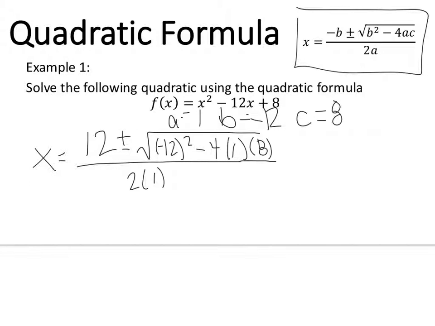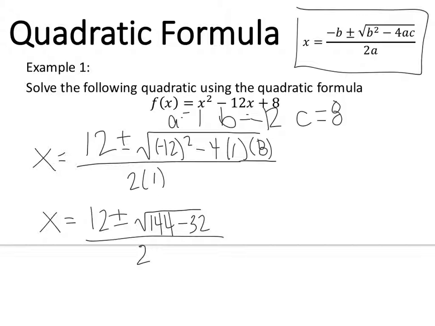So the first thing I'm going to do is take care of all of that multiplication underneath my quadratic. So negative 12 squared is 144, and 4 times 1 times 8 is 32, and 2 times 1 is 2. 144 minus 32 is 112. From here, I need to simplify my square root.